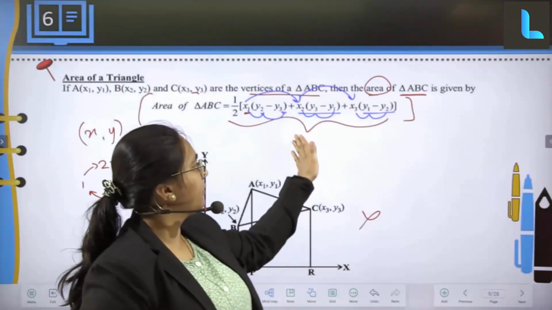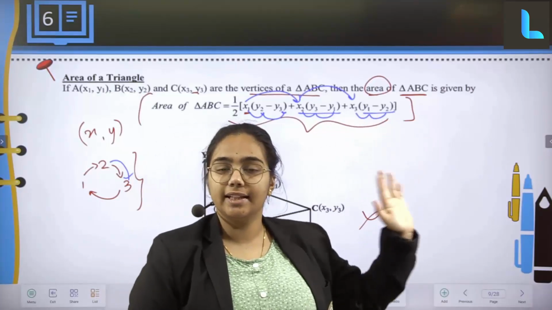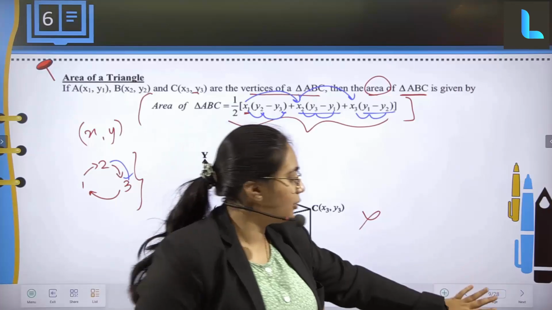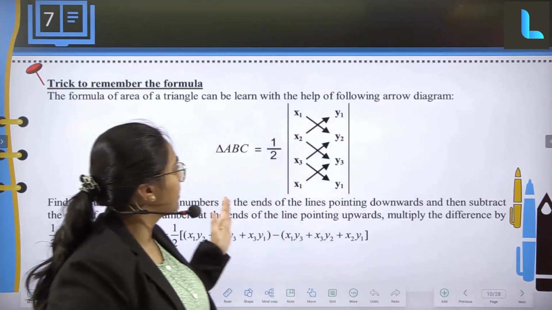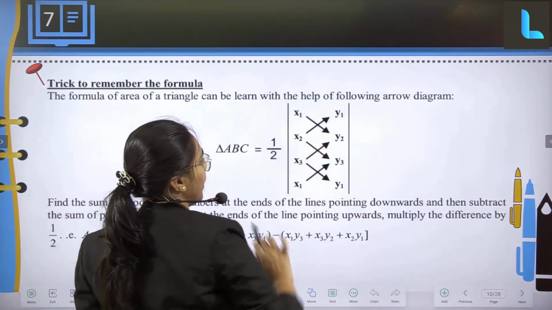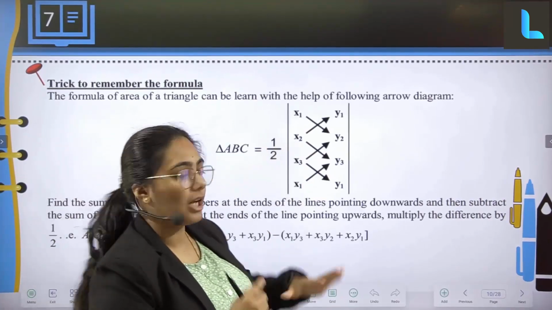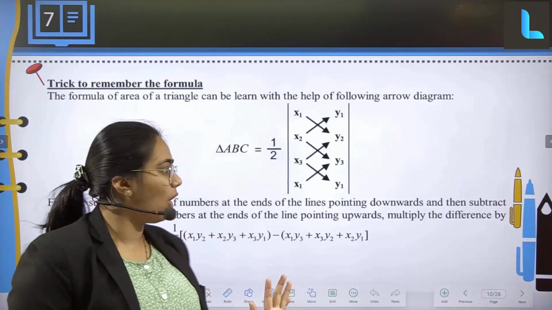Then x2 is something which we have already considered, so x3 is what you have to start. After 3 comes 1 and then comes 2. So the same understanding is given over here, x1, y2 over here. It's just for you to see. It might not be comfortable, but just follow the cyclic order.